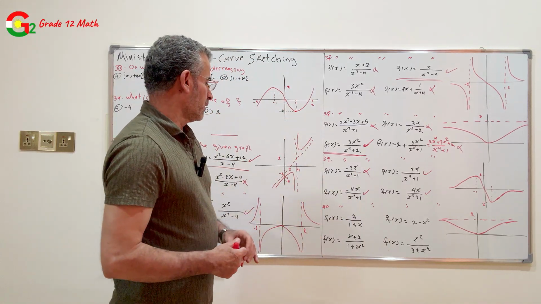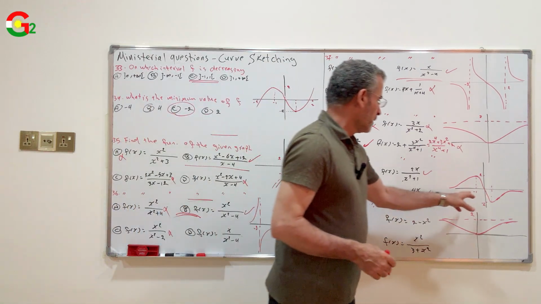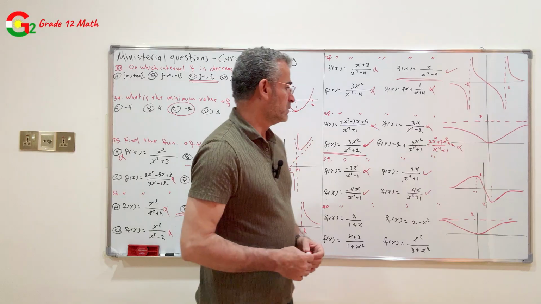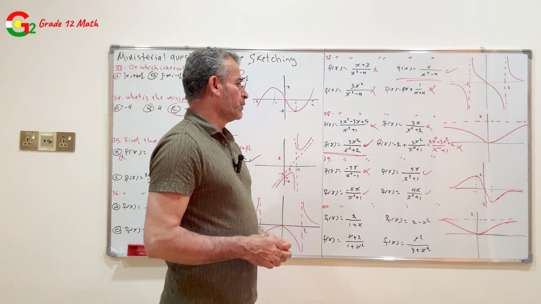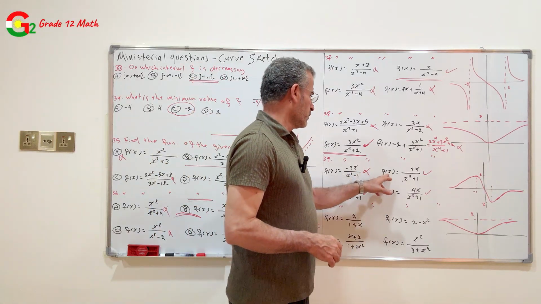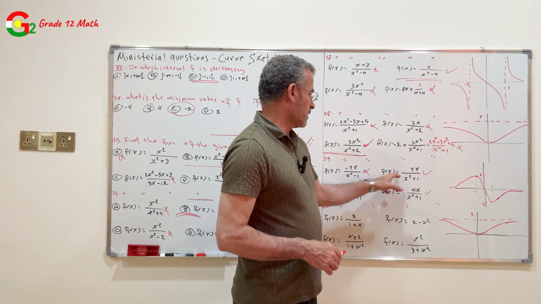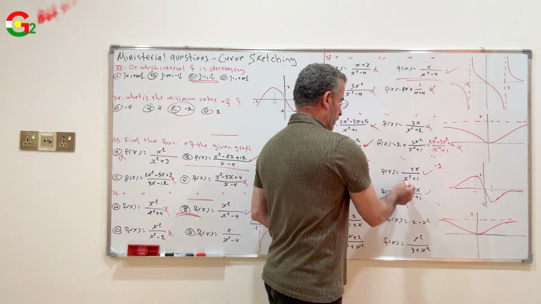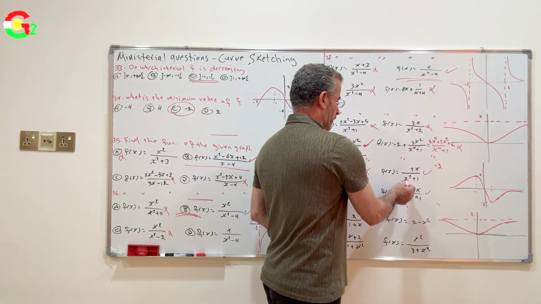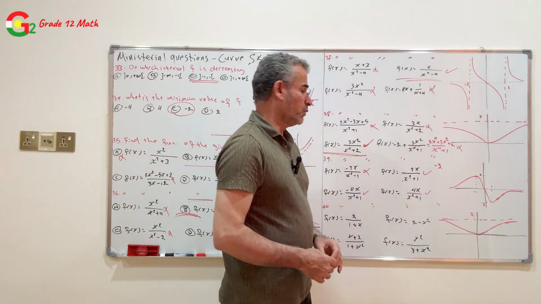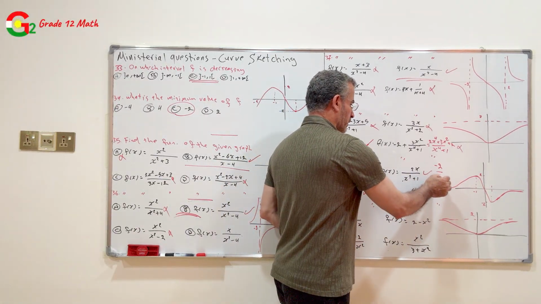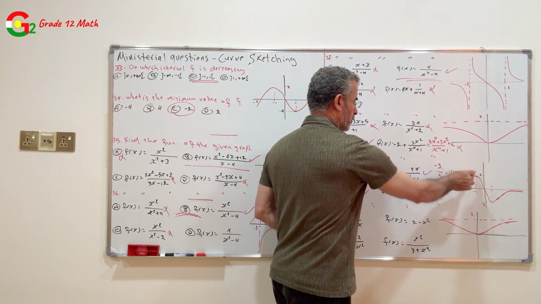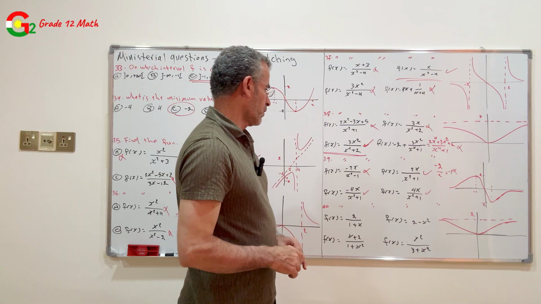For the other three functions, as you see, at negative 1, the function has maximum value equal to 2. If we substitute negative 1 in x here, 2 times negative 1, negative 2 over negative 1 power 2, 1, 1 plus 1, 2, negative 2 over 2, it is negative 1, so not 2, so this choice is wrong.